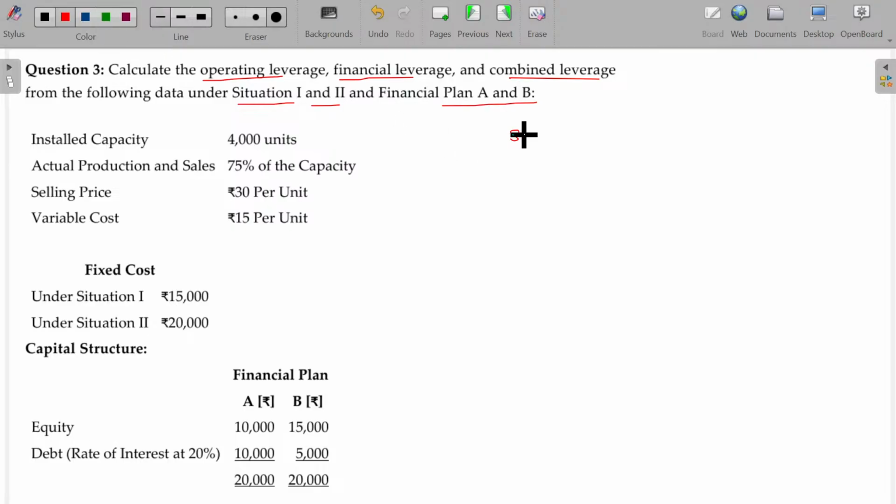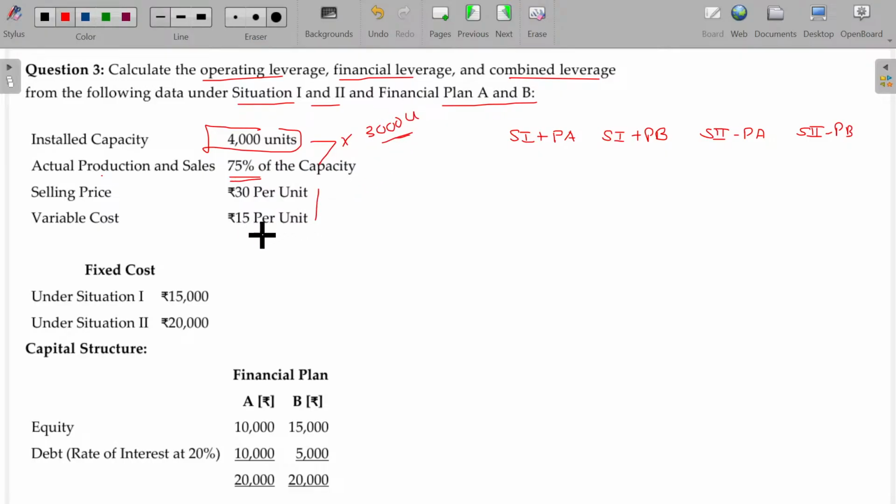Situation 1, financial plan A. Situation 1, plan B. Situation 2, plan A. Situation 2, plan B. So we have four alternatives. What about situation 1? Installed capacity 7,000, actual production and sales being only 75%, 4,000 units? No, 3,000 units only sold.